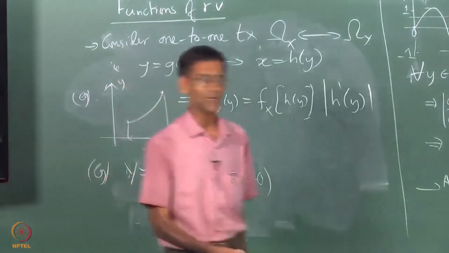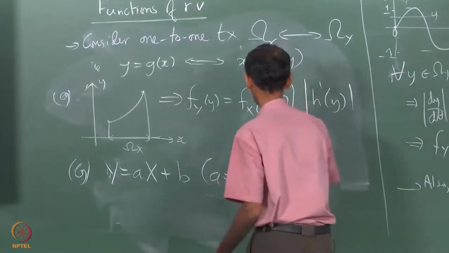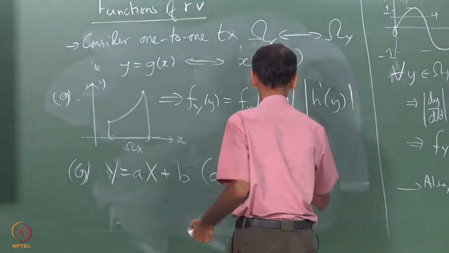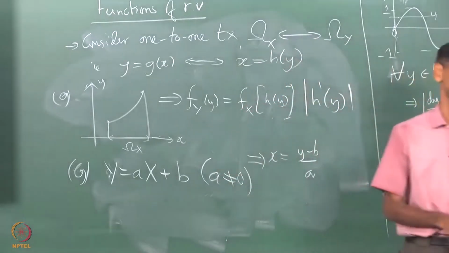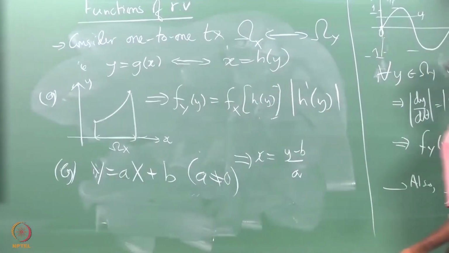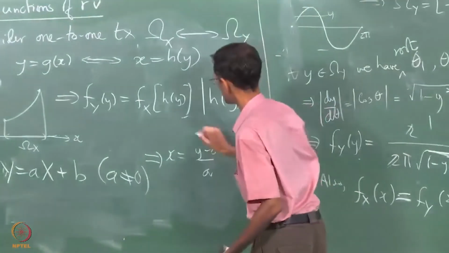So what is the relationship now? What is h of y? This means that small x will be small y minus b divided by a. This is the h of y.